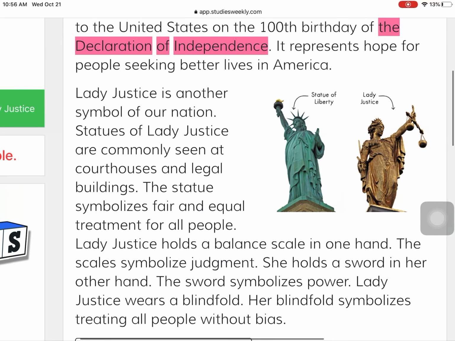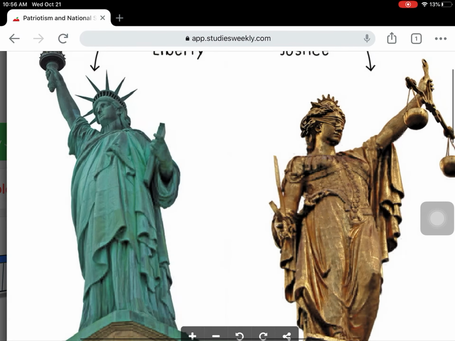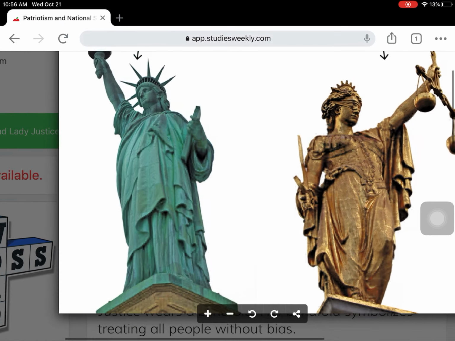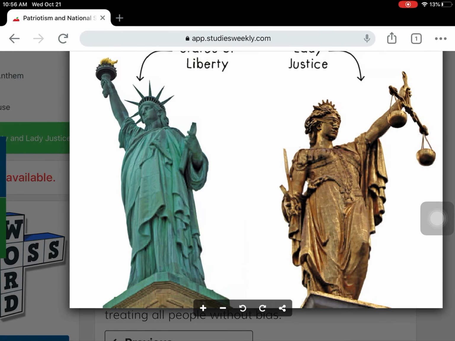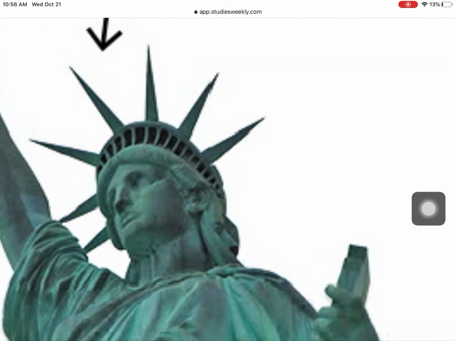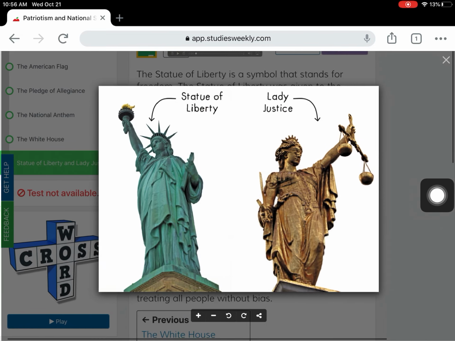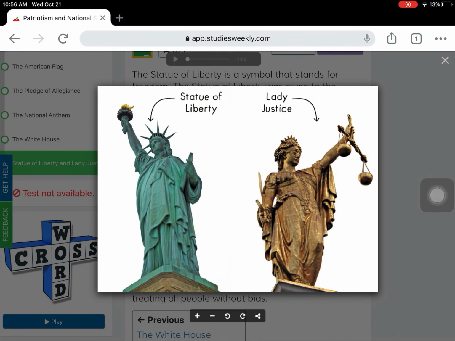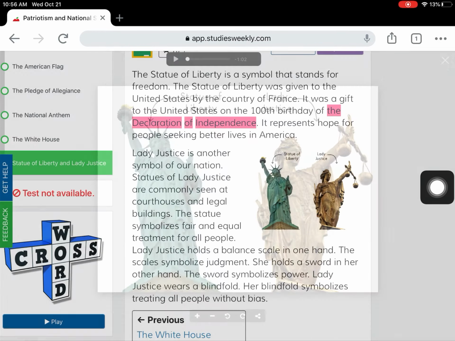So in our picture here, we have the Statue of Liberty, which is our green statue. It is very, very large. It's so large that if you look at the crown up here, if you go up in the Statue of Liberty, these are windows that you can be standing and looking out of. So she is a huge, huge statue. It doesn't look that big on the picture, but it is a huge statue. On the other side here, we have our Lady Justice. So let's talk about her for a little bit.